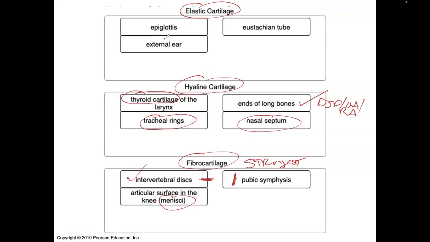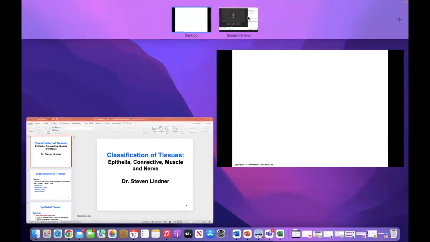Elastic, you can bend the ear in all different directions, right? And then it bounces back. The epiglottis, which is in the back of the throat. When you eat food, the epiglottis folds down and closes off the windpipe, directing food down the esophagus. And the eustachian tube is in the ear, the inner part of the ear. That's also elastic. Okay, good place to take a break.